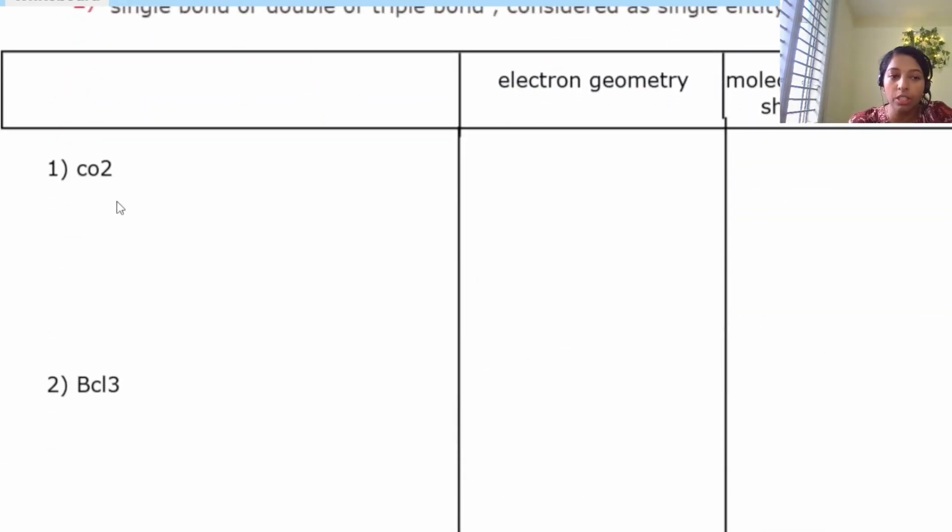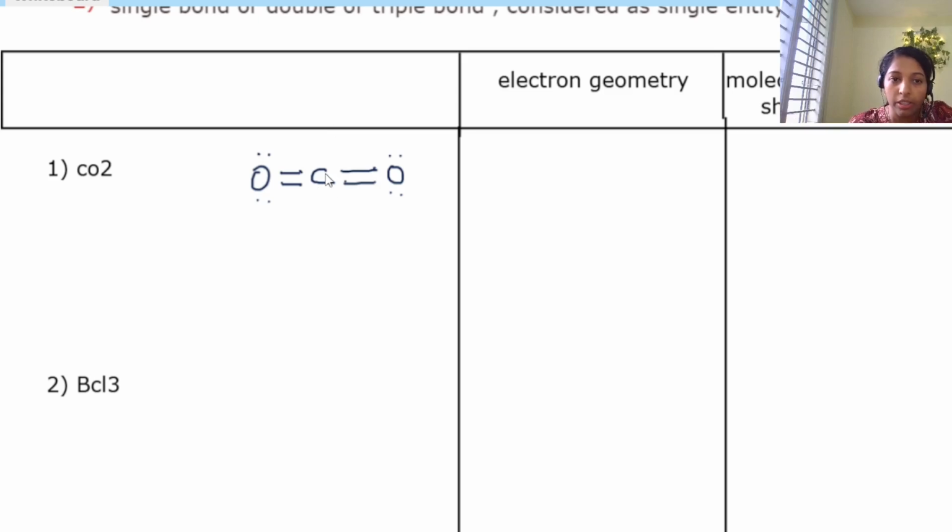For example, CO2. First of all, you need to draw the Lewis diagram. In CO2, carbon has 4 valence electrons, and oxygen has 6 valence electrons. So 2, 4, 6 will be here, and here also 2, 4, 6 will be there. How do you draw the Lewis structure? We already discussed that one, you can check the video. So this is the Lewis diagram we can get for CO2.